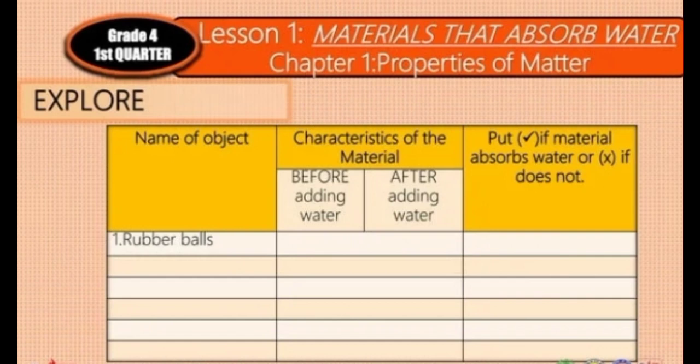For our explore, based on our activity that we did, we have to name the object. For table 1 and table 2, we have to write the characteristics of the material before adding water and after adding water. And we have to put a check if the material absorbs water, or X if it does not absorb water.